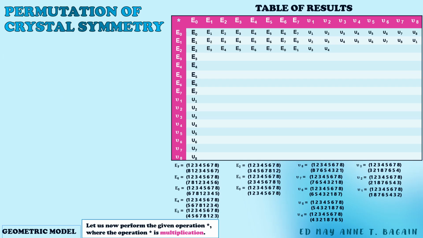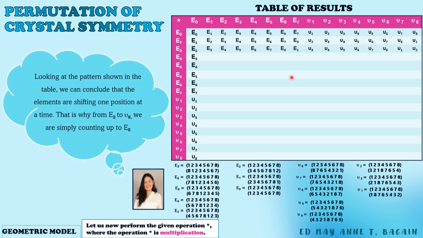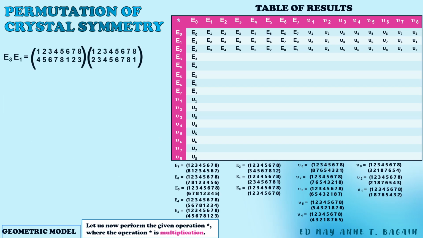And correct. So looking at the pattern again, we know that it's just shifting from one position to another, from the lowest to highest, and then it will go back to the first number again. Okay, so next, let's check. We have the epsilon sub 3.